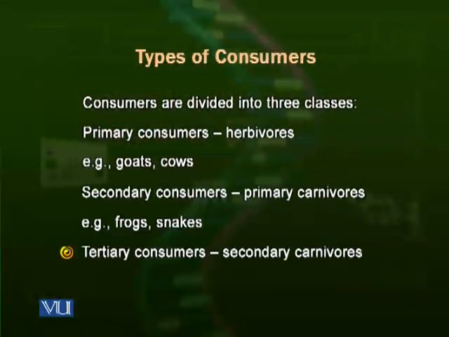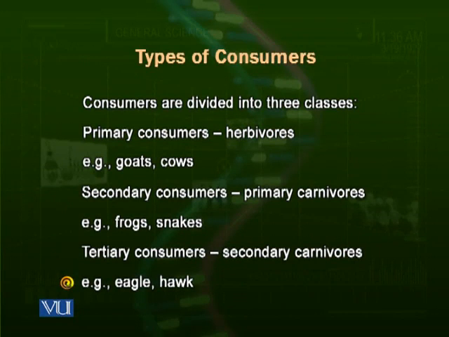Usually the different types of rodents, the mice, the rats, they eat grains and grasses, they eat different types of plant materials, and the snakes consume those rodents. So snakes are acting as the primary carnivores or the secondary consumers. Then the tertiary consumers are the secondary carnivores. These are the organisms which eat the secondary consumers or the primary carnivores. For example, the hawks and the eagles.